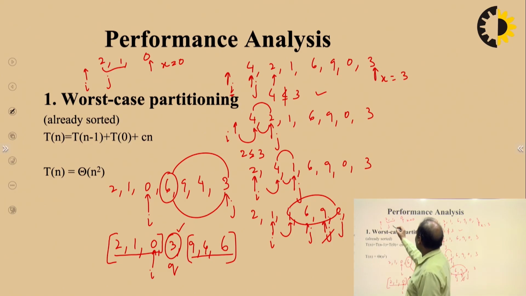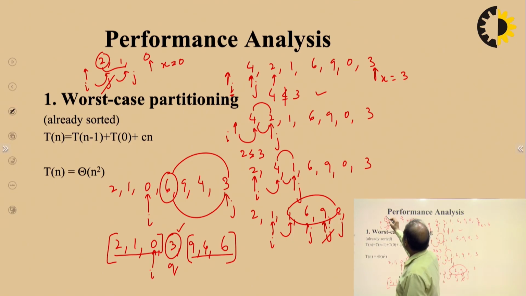2 is not less than or equal to 0, increase this, J is here. Again 1 is less than or equal to 0? No, finish. So after finishing, A[i+1] and A[r] are exchanged. So this one is exchanged, and you will be getting 0, 1, 2. So you look here, this is the position of the partitioning element.